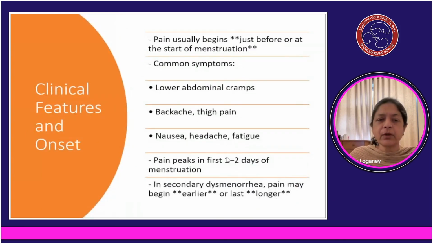So the pain usually begins just before or at the start of menstruation. Common symptoms are lower abdominal cramps, backache, thigh pain, nausea, headache, fatigue. The pain peaks in the first 1 to 2 days of menstruation. This is in the primary dysmenorrhea. And in the secondary dysmenorrhea, the pain may begin earlier or last longer.